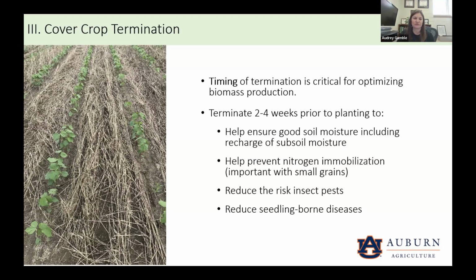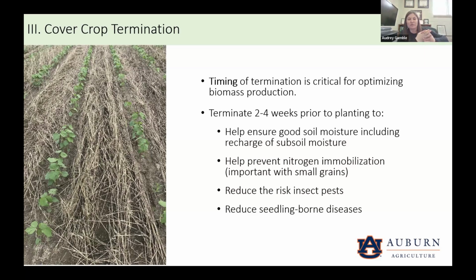So look at this picture on the left-hand side here. This would be a rye cover crop that's been terminated and it's dried down, and we planted, this is cotton, but we planted into this rye residue. This rye residue, because it's so high in carbon, can actually tie up nitrogen and make it less available to the next crop. So if we give that rye residue a little bit of time to degrade before we go into our cash crop, we can prevent that immobilization or tying up of nitrogen.